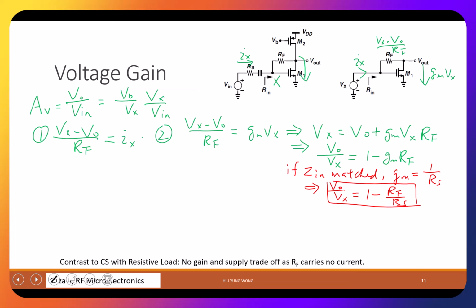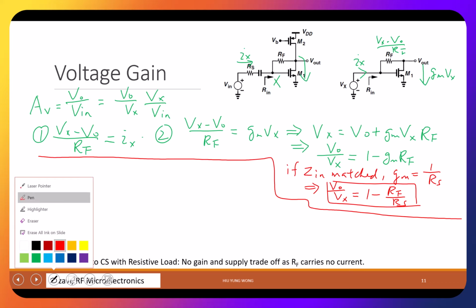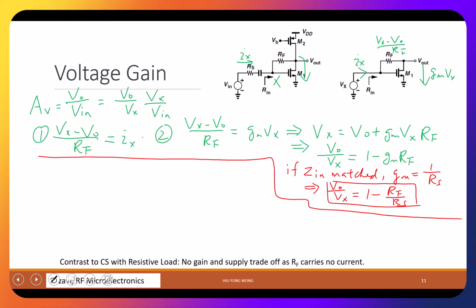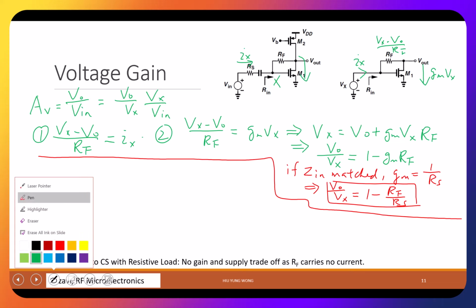Is that okay? Any questions about this? Now, then we are done with this part. This is the red part.